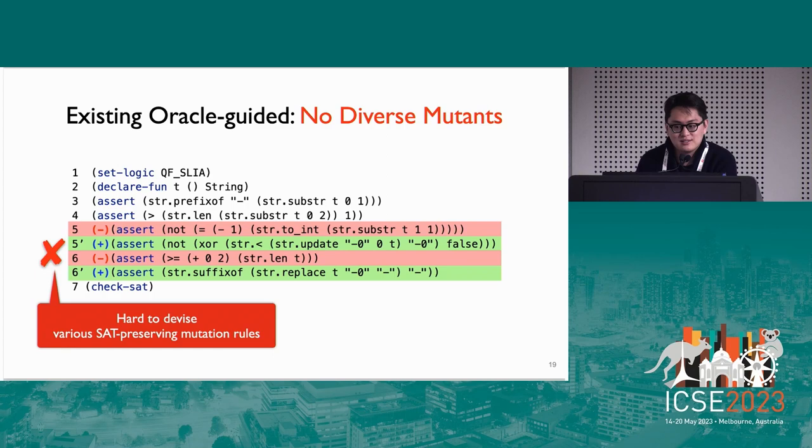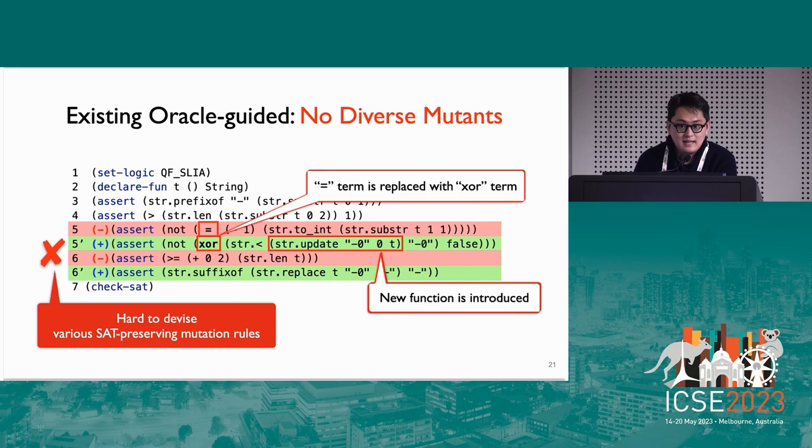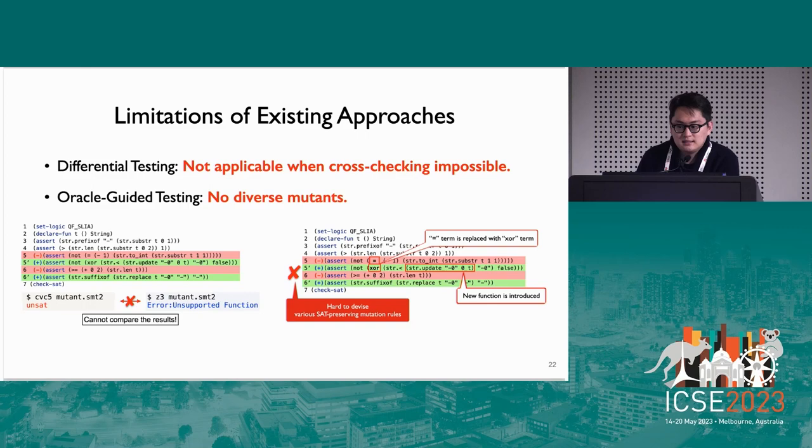The reason for this is that the logical meaning of terms is totally different. For example, there is no relation between the term in line 5 and the term in line 6. Likewise, it is difficult to introduce a new function like str.update. In short, existing approaches still have limitations, even though they are useful for finding bugs in SMT solvers.